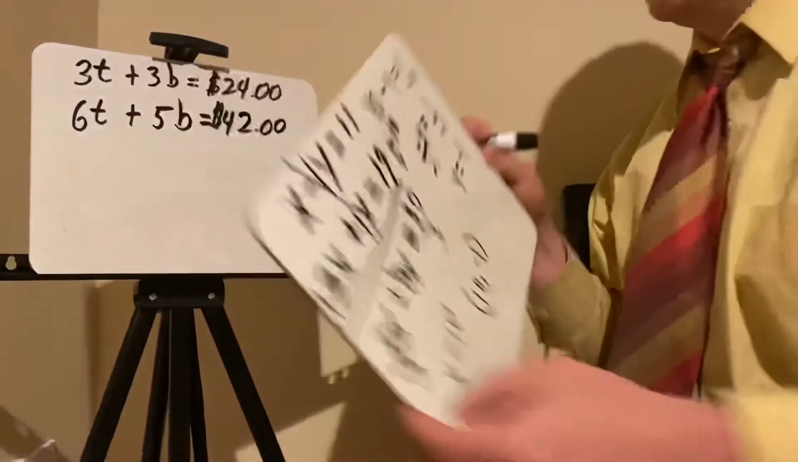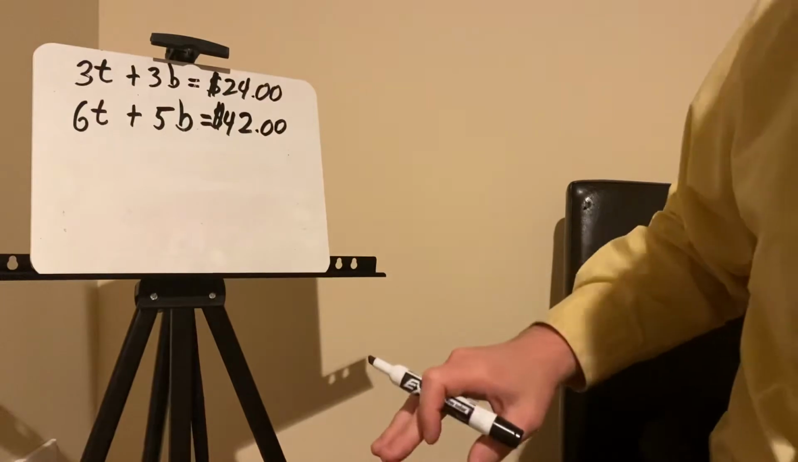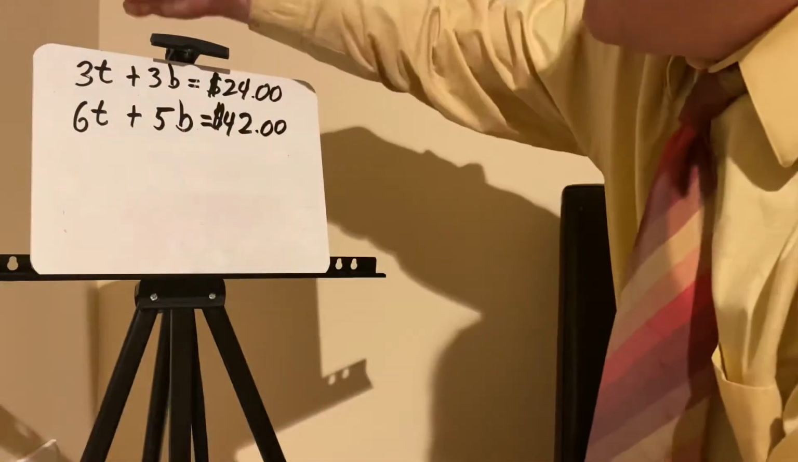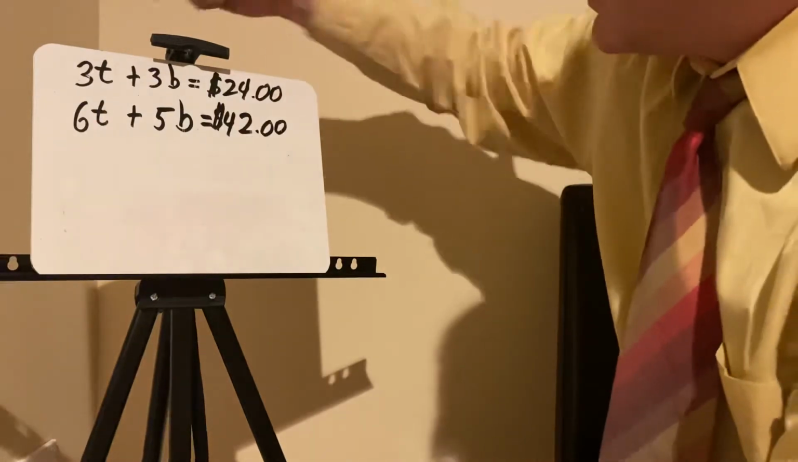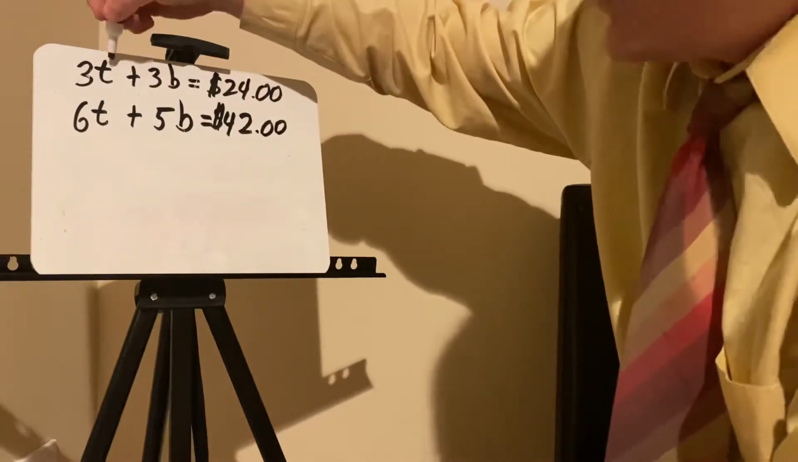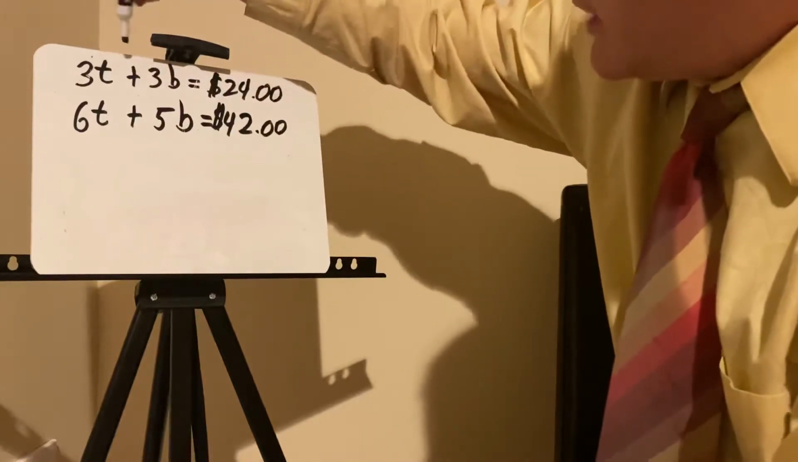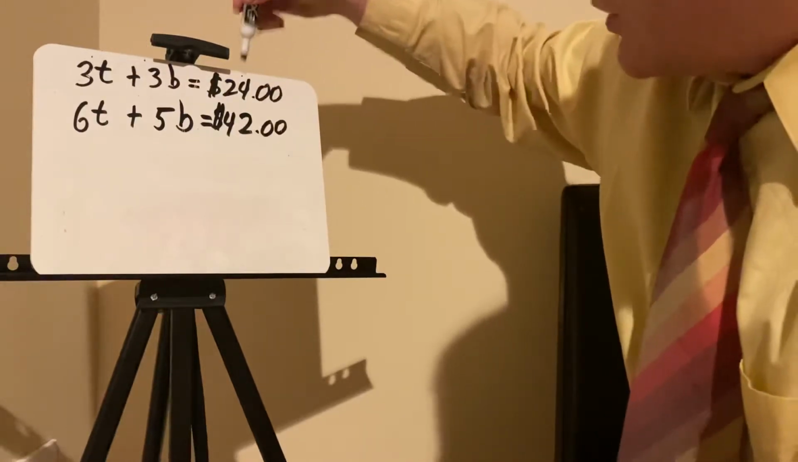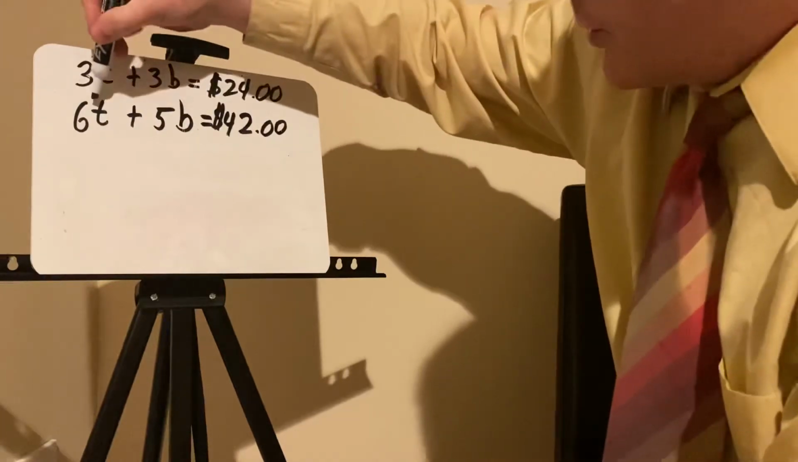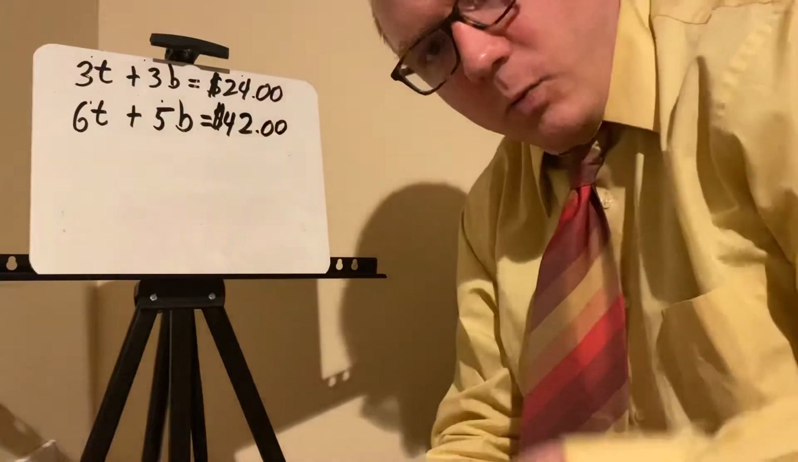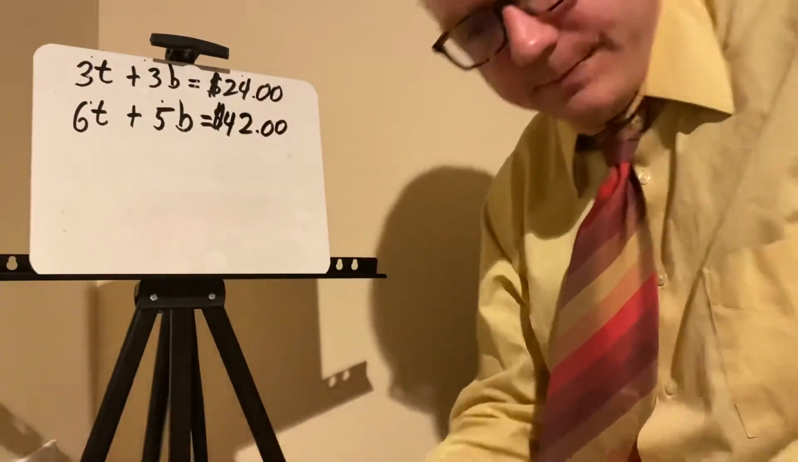Sometimes you'll have problems that might be more in context. How does this work in context? In this situation, you have these two groups. The first group is ordering tacos, or T, and burritos, or B. The first group orders 3 tacos, 3 burritos. It costs them $24. The second group orders 6 tacos and 5 burritos, and it's $42. What's the cost of a taco and a burrito, right?